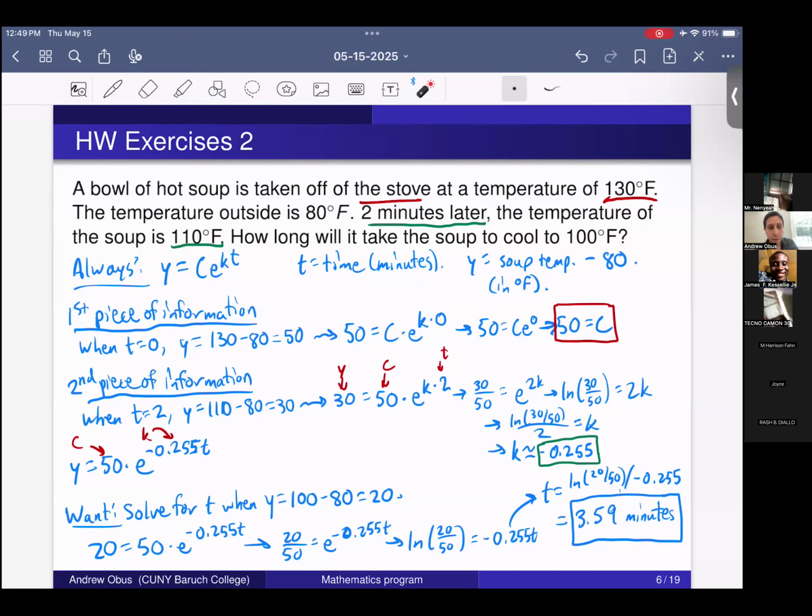Right, so we already knew that c is 50. So now we say, well, when t is equal to 2, y has to be equal to 30. And now you have this whole equation where the only variable is k. And once you know that the only variable is k, then you can solve for k. And this is exactly what we did. So we solved for k over here, and we got that k was equal to minus 0.255. So the only reason we can solve for k is because we know a value for t and a value for y and a value for c. So k is the last variable.